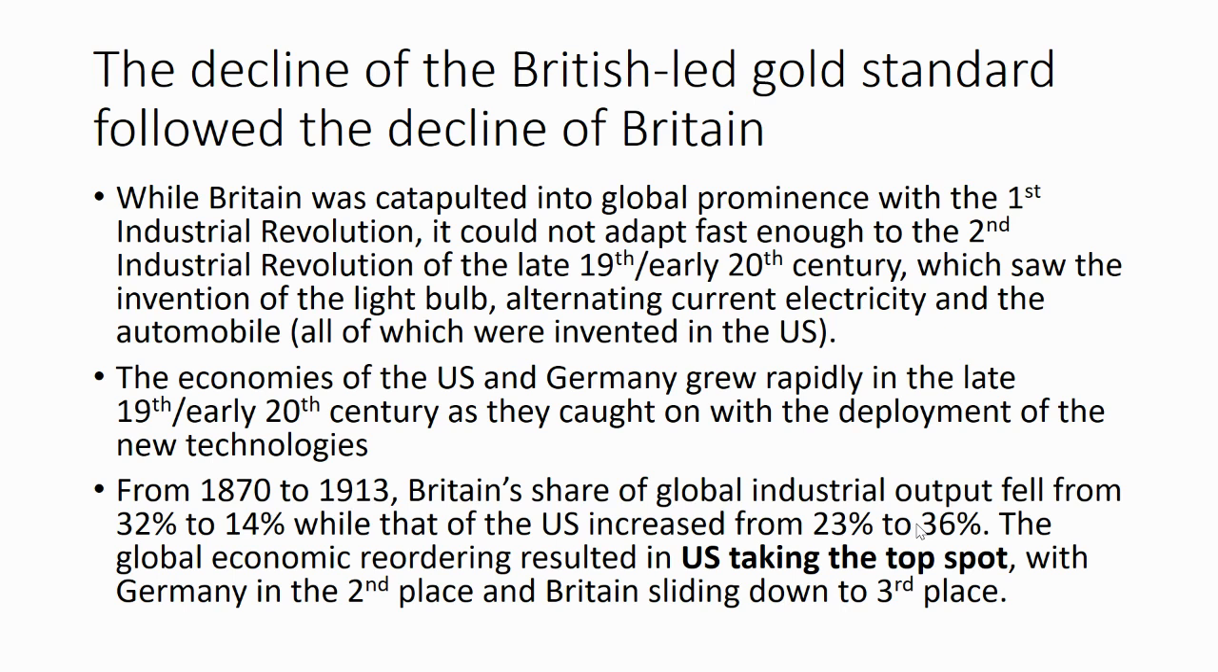So the U.S. and Germany as well grew rapidly during this period of time as they caught on with the deployment of these technologies. So here are some statistics for you to take a look at. From 1870 to 1913, Britain's share of global industrial output fell from 32 to 14%, while that of the US increased from 23 to 36%. There was this global economic reordering that took place during that time, where the US took the top spot, with Germany in second, and Britain sliding down to third place.